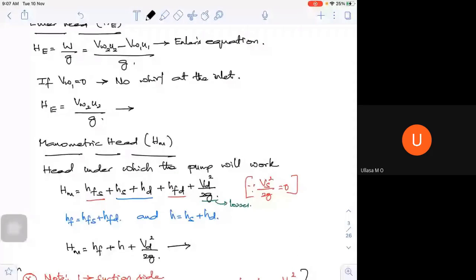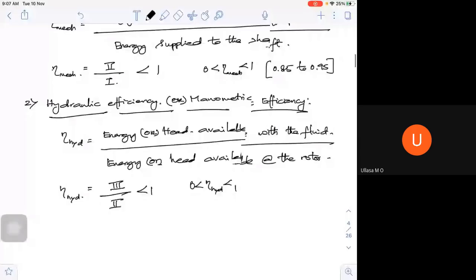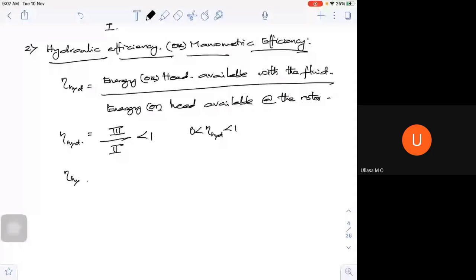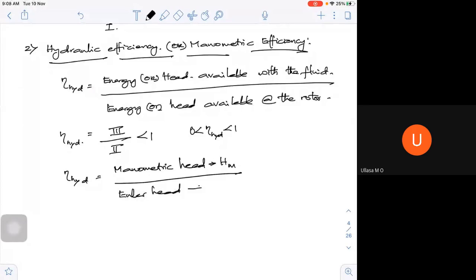Hydraulic efficiency can also be written as the ratio of the manometric head, that is your actual head, divided by your theoretical head or Euler head, or what is the energy available at your rotor, that is HE. That means a few books call this HM by HE.